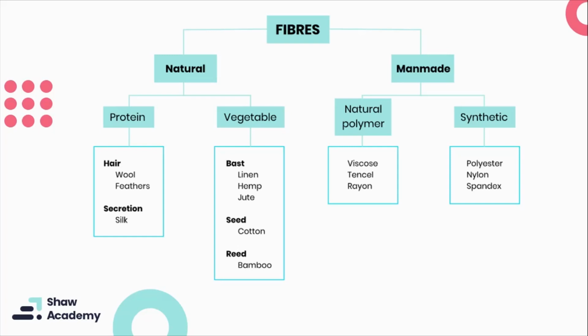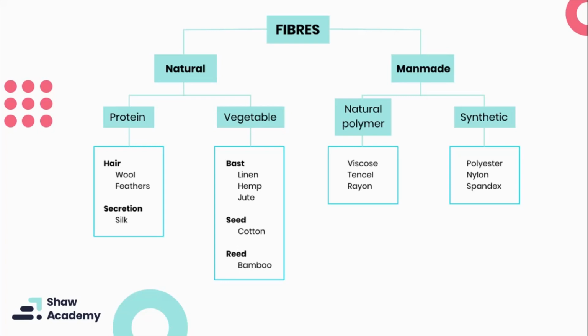Man-made fibers have two subcategories underneath it. One is natural polymers, and the other one is synthetic. Synthetic fibers are 100% manufactured from start to finish. You will recognize some examples, like polyester and spandex.